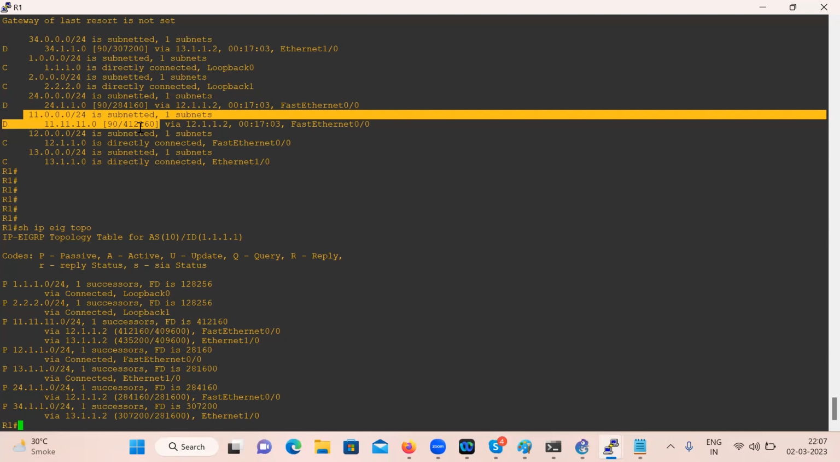So can you please help us to know about these codes, how exactly these are working, like passive, active, update, query, reply, something like that? And I also have a question regarding that. Before the successor, there is a one.